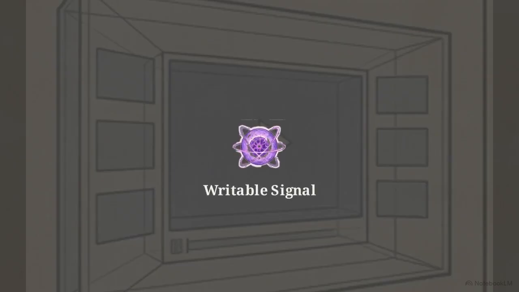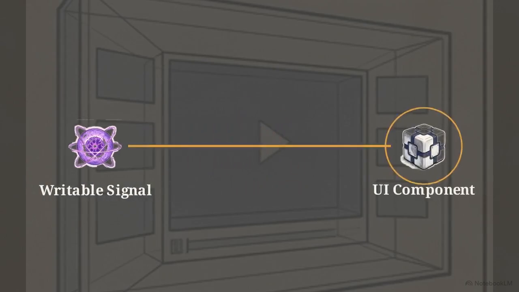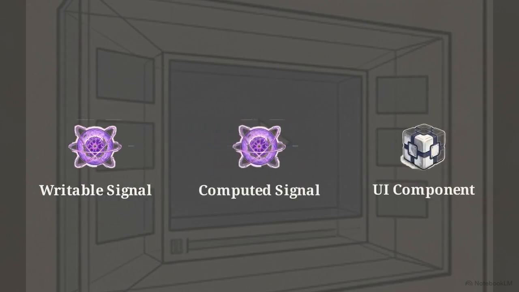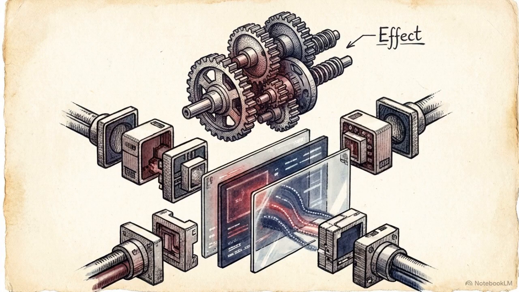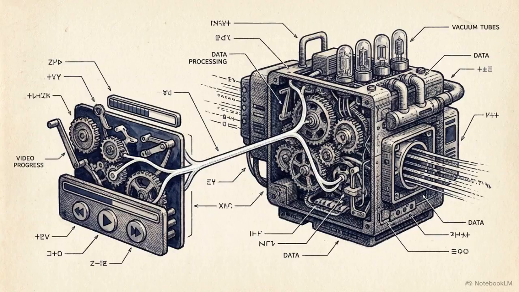Signals operate on mathematical precision. A writable signal actively notifies the framework when its value updates. For derived state, computed signals recalculate only when their specific parent signal changes, creating a direct dependency line. When an update requires an external action, developers use effects. For example, when a video progress signal updates, an effect silently triggers an API call to log the watch history.